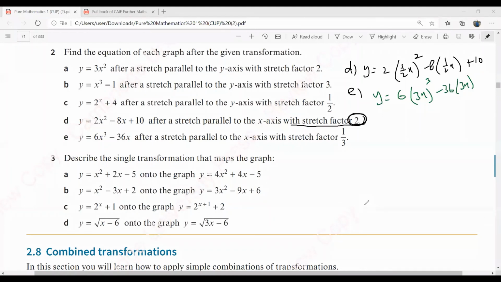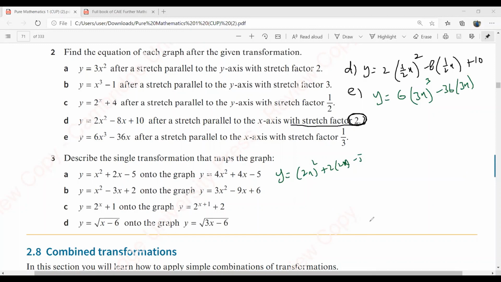Natasha, can you tell us about 3 part A? What has happened here? Sir, she sent it in the chat. Very good. She has figured out that the new equation is y equals 2x squared plus 2 into 2x minus 5. So this means there has been a horizontal stretch with a scale factor half, and she's absolutely right.